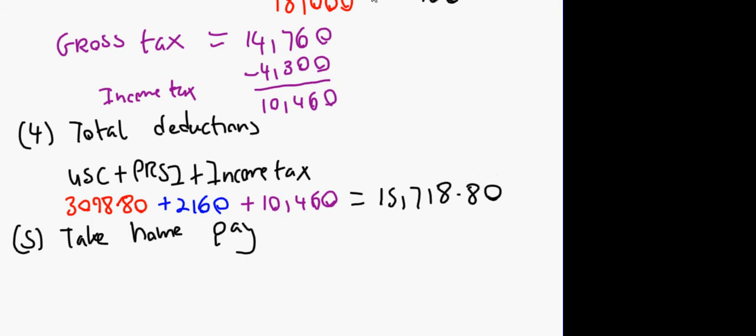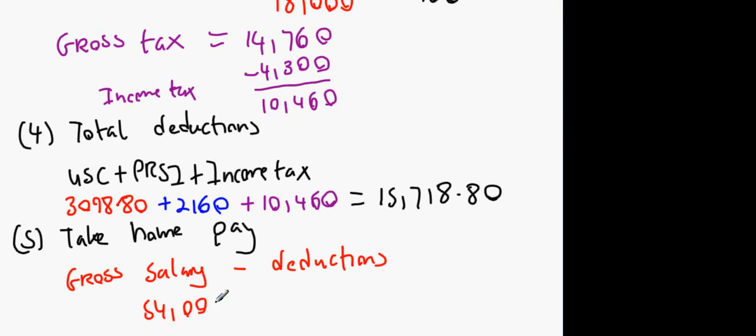Finally, take-home pay is going to be your gross salary minus your deductions. So what we get there is 54,000 take away 15,718.80. And what do we get? 38,281.20. Okay.